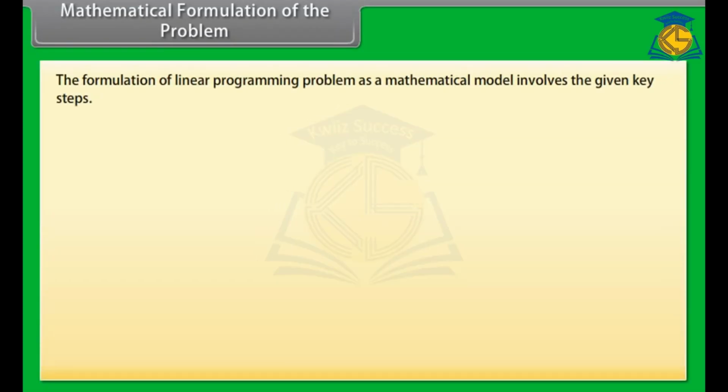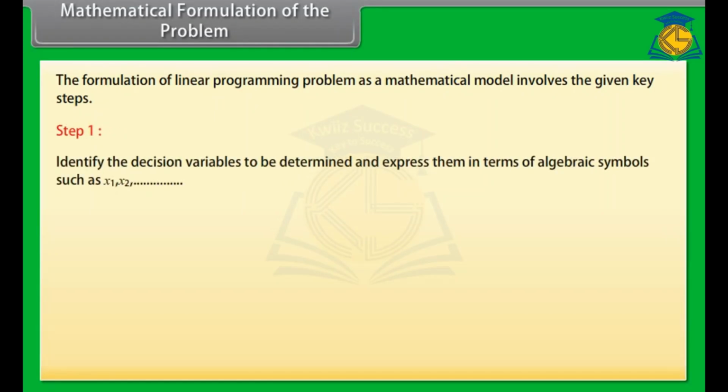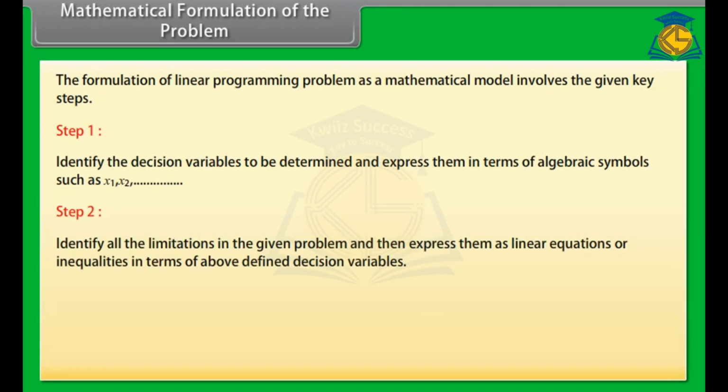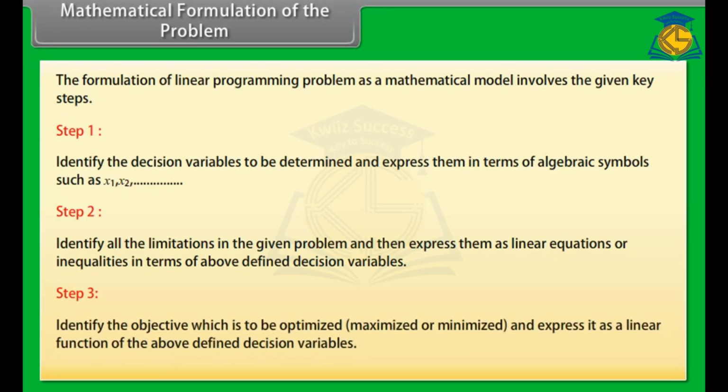Mathematical formulation of the problem. The formulation of linear programming problem as a mathematical model involves the given key steps. Step 1. Identify the decision variables to be determined and express them in terms of algebraic symbols such as x1, x2 and so on. Step 2. Identify all the limitations in the given problem and then express them as linear equations or inequalities in terms of above defined decision variables. Step 3. Identify the objective which is to be optimized, maximized or minimized, and express it as a linear function of the above defined decision variables.